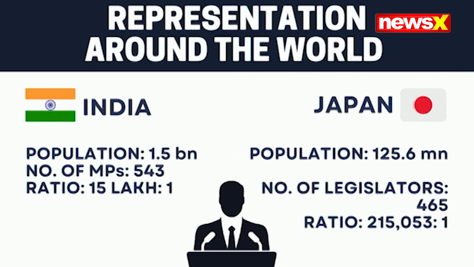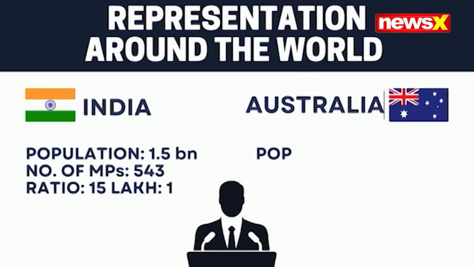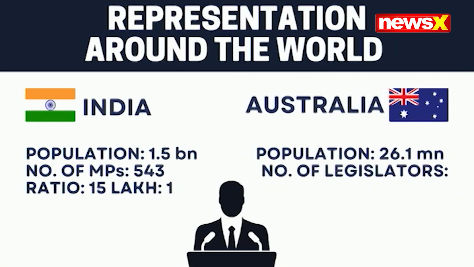215,000:1. Let's talk about another democracy, another member of the Quad, Australia. Population just 26.1 million, number of legislators 151. The ratio, the representation ratio, essentially meaning one legislator represents 57,000 people in Australia. India's ratio, which is around 15 lakh:1, where one of our MP represents 15 lakh people, is the highest in the world at the moment.